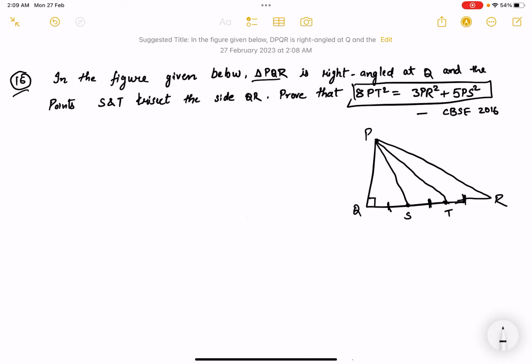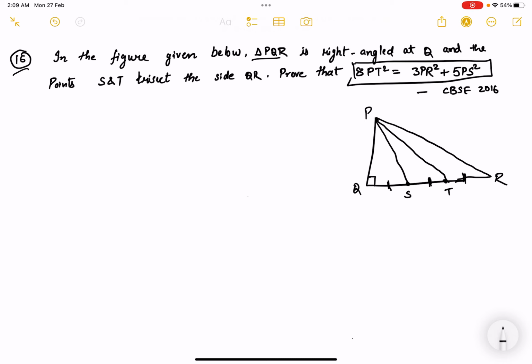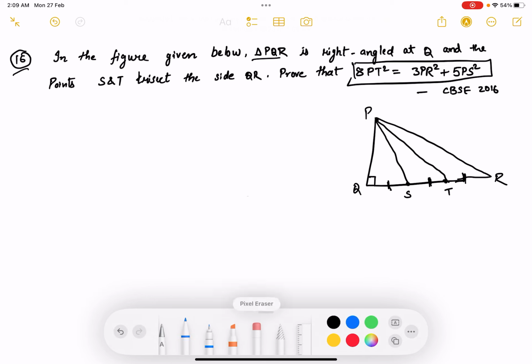So again applying Pythagoras theorem, we have three triangles in which we can apply Pythagoras theorem. So let's take the first triangle, triangle PSQ, then PQT, and then we have at last PQR. So we have three triangles.